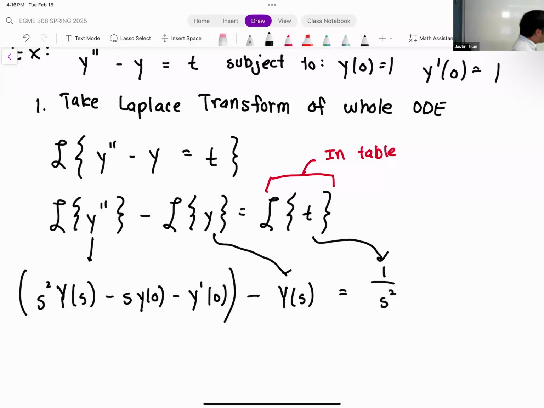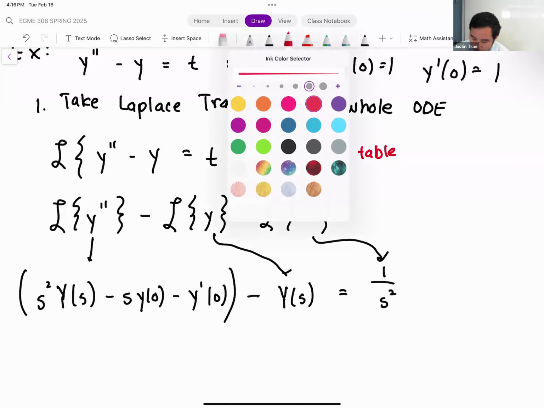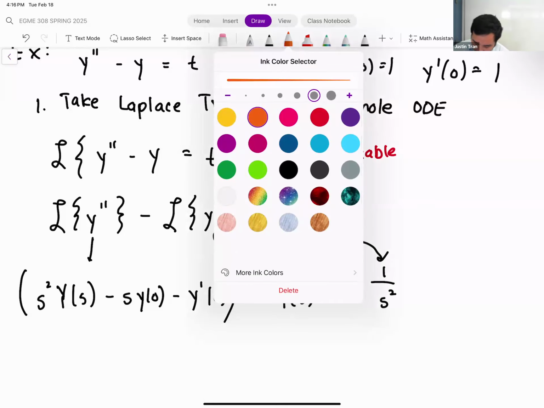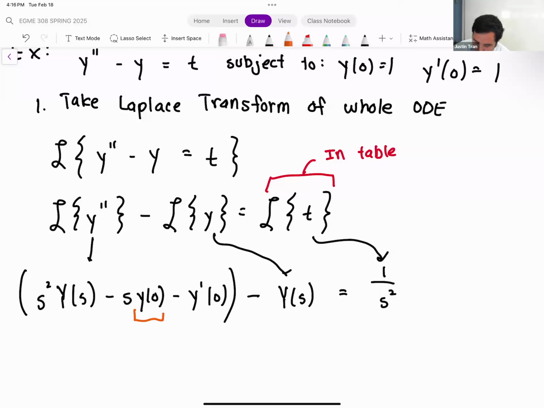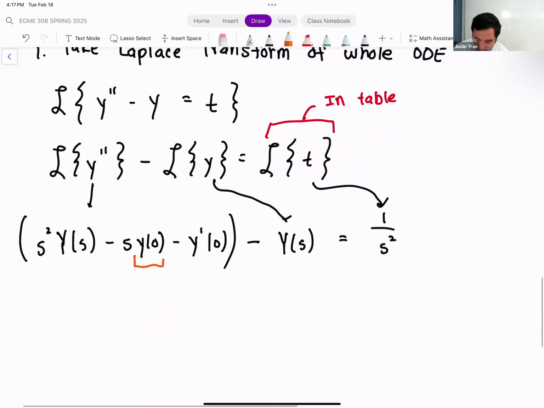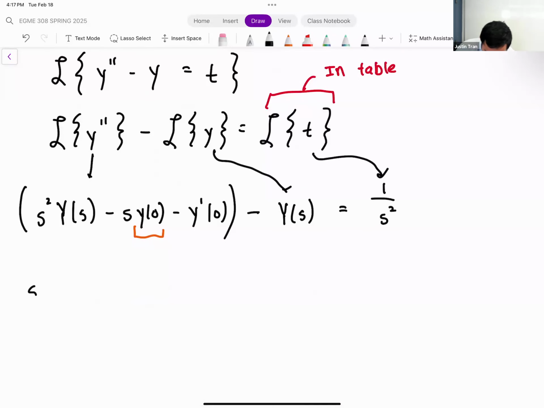Step one is simply taking the Laplace transform of each term. Before we move on to step two, let's plug in the initial conditions. We have y of 0 here. We know from the initial condition that y of 0 is just 1. So we have s squared Y of s minus s times 1, and s times 1 is just s.